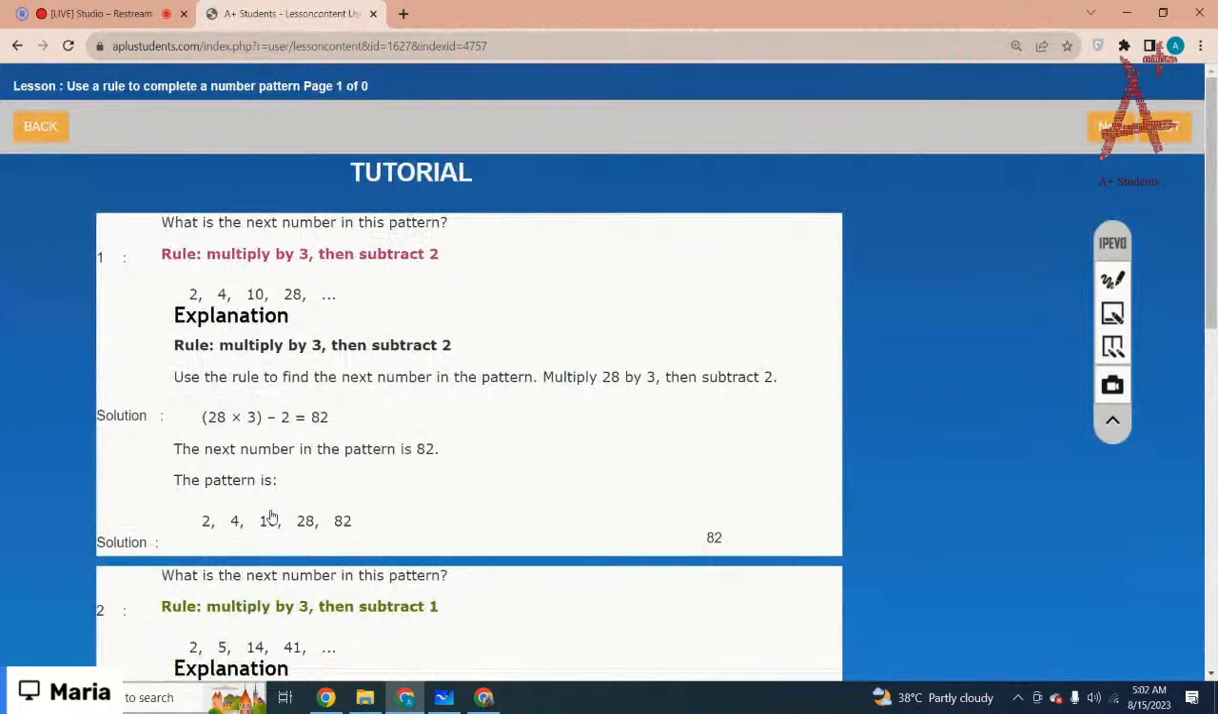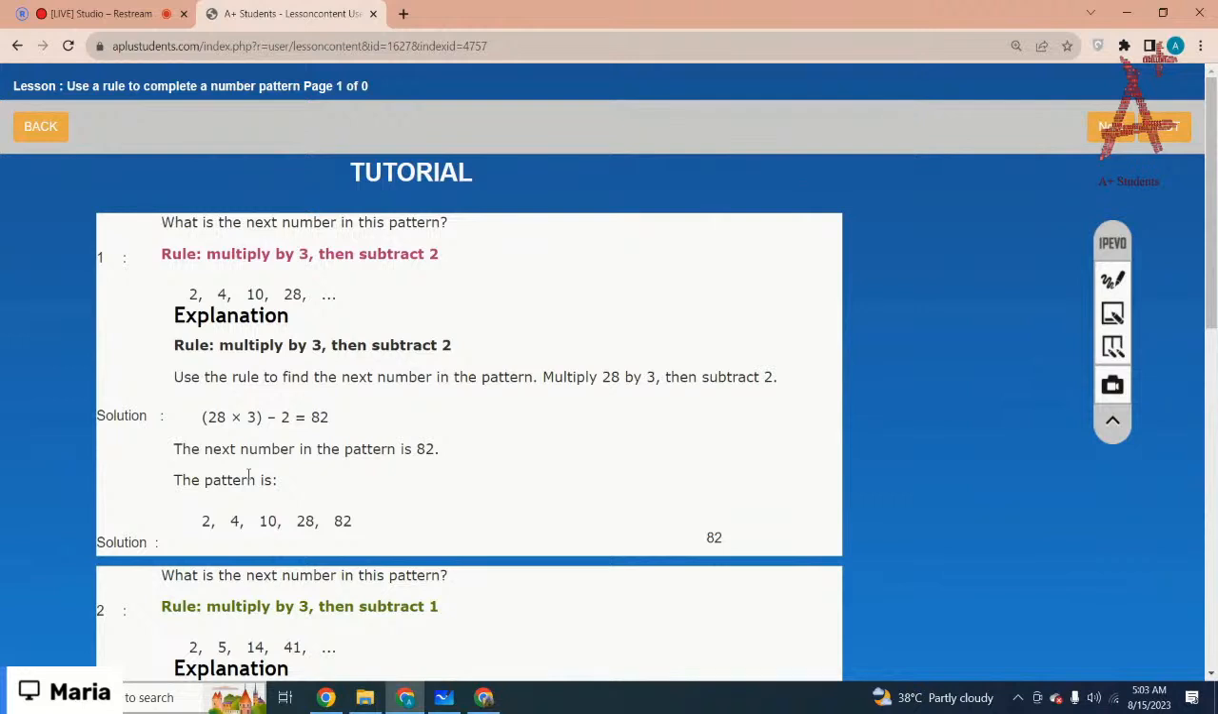That means for the next number, you have to multiply the previous one by 3 and then subtract 2. So use the rule to find the next number in the pattern. Multiply 28 by 3. The last number is 28. You have to multiply 28 times 3 and then subtract 2. So 28 times 3 is 84, right? And 84 minus 2 is 82. That means the next number in the pattern is 82.